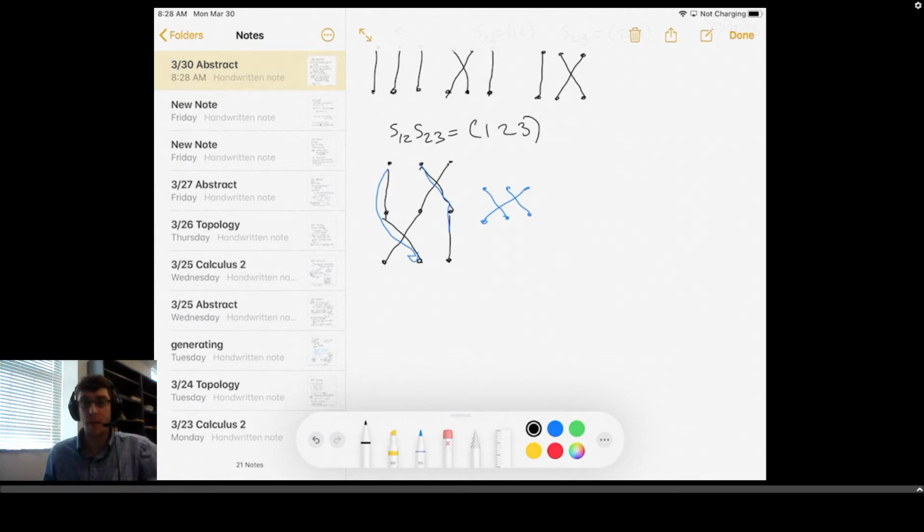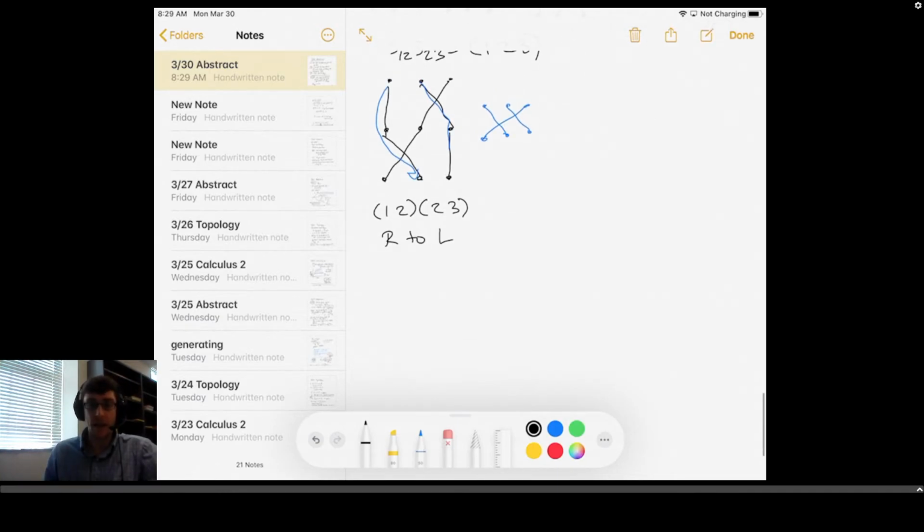But I think this is a decent point to talk a little bit about how multiplication really works here, right? Because we already know these first two. So this is (1 2) times (2 3). But again, we're moving right to left. And so the way I view this is I just start tracking them. Where does my 1 go? Well, (2 3) does nothing to 1, so 1 goes to 1, and then I look at my second one, I move left, 1 goes to 2. Okay? So that tells me that I have (1 2).